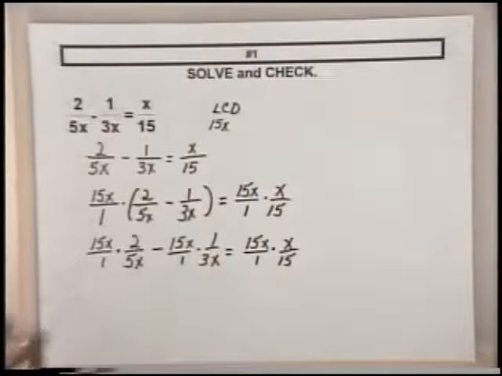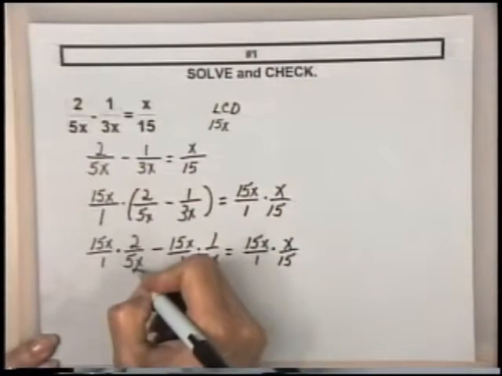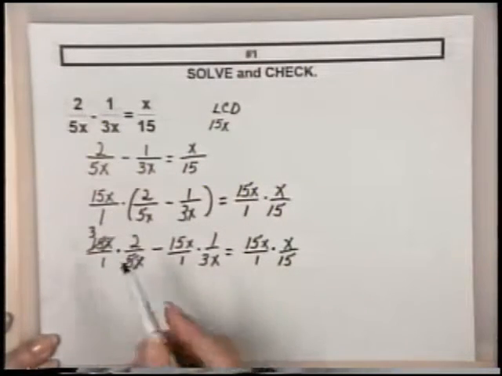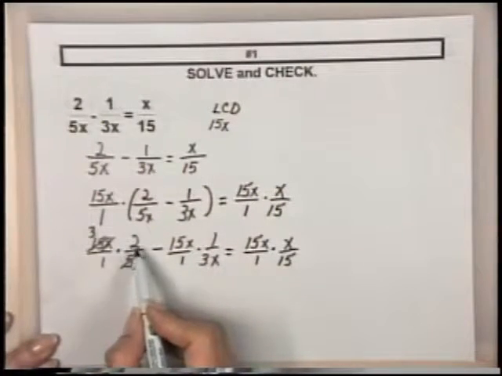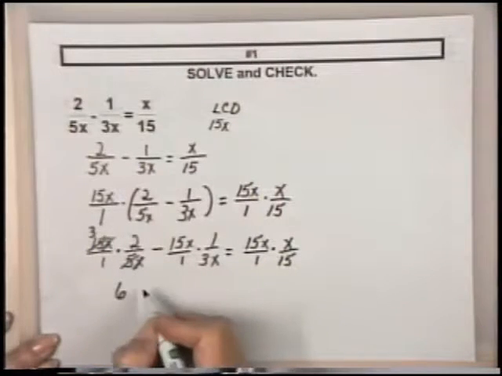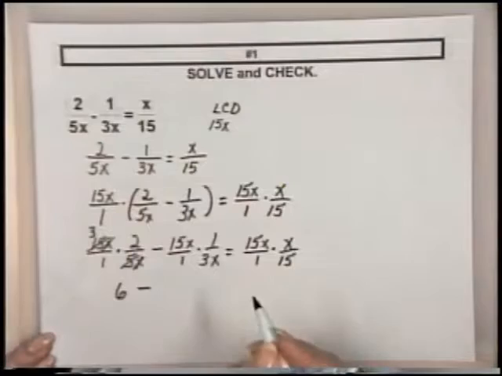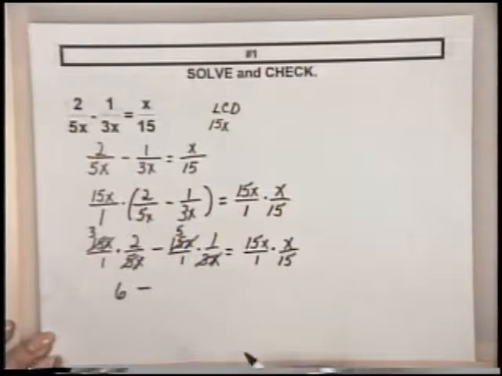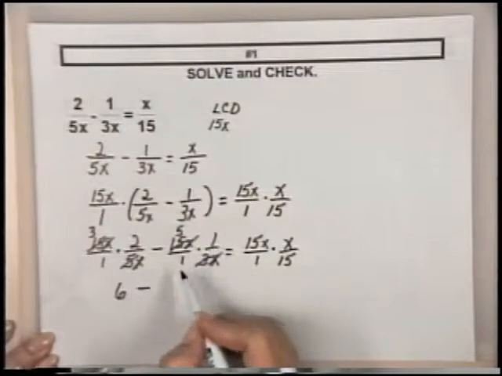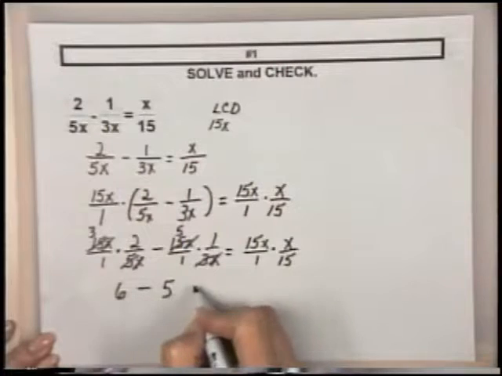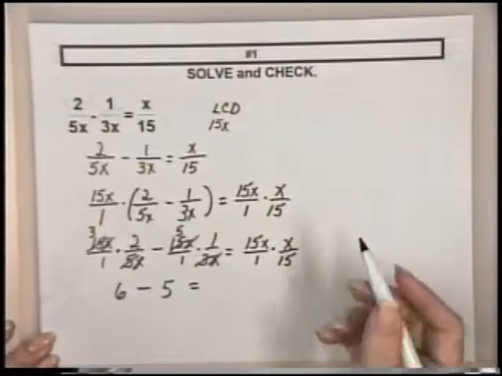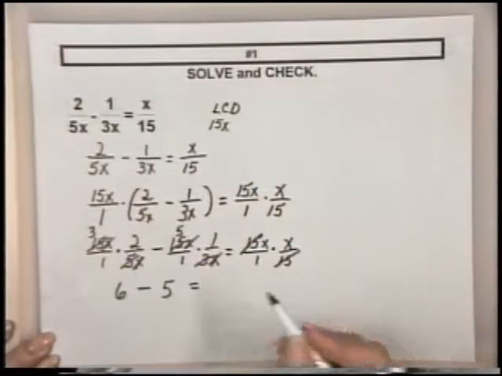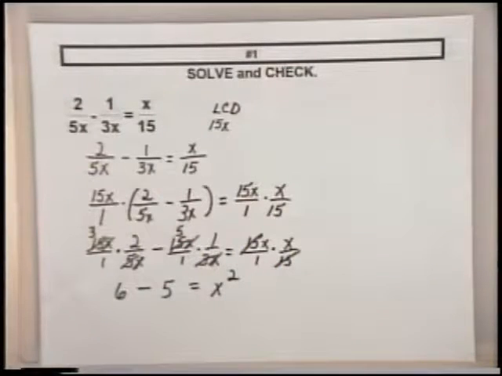Now let's go through and see what cancels. In this first term, my x's will cancel. My 5 will go into my 15 3 times. I am left with 3 times 2, which is 6, over 1, which is simply 6. Subtract. For my second term, my x's will cancel. My 3 will go into 15 5 times. I am left with 5 times 1, over 1, which is simply 5. Equals, on the other side of the equation, my 15s will cancel. I am left with x times x, or x squared over 1, which is x squared.